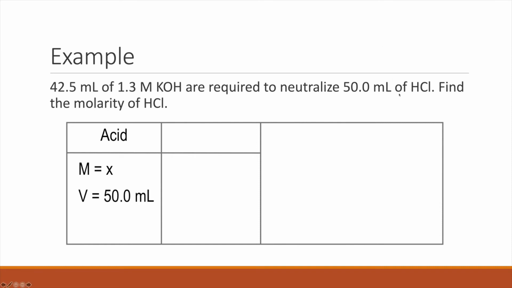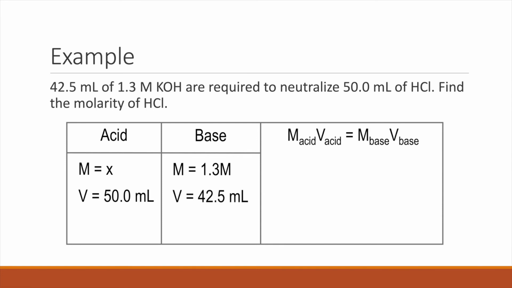It's 50 milliliters. In my next box, I'll look at the base. The base is going to be the KOH, right? That H plus acceptor. So the molarity of that base is 1.3 molar, and the volume is 42.5 milliliters. So I'm going to plug this into my equation. I've got my acid on one side and my base on the other. So I've got X times 50 equals 1.3 times 42.5.